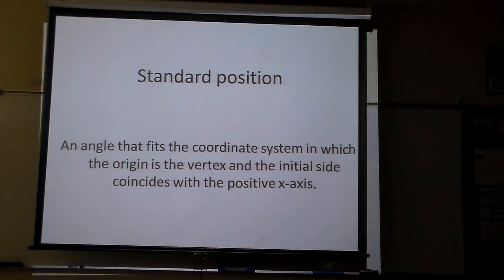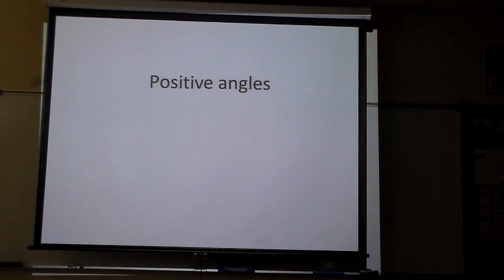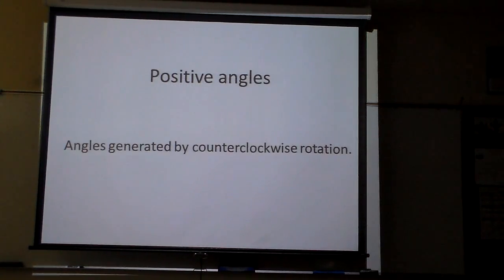That's going to be what we call our 0 degrees or 0 radians, that positive x-axis, which is the points 1, 0, 2, 0, 3, 0, 4, 0, 5, 0, and on and on. Positive angles are angles generated by counterclockwise rotation, meaning they go the opposite way of the clock. Those are considered positive. When we do these problems, you will see how it works. But right now you know that positive is counterclockwise.